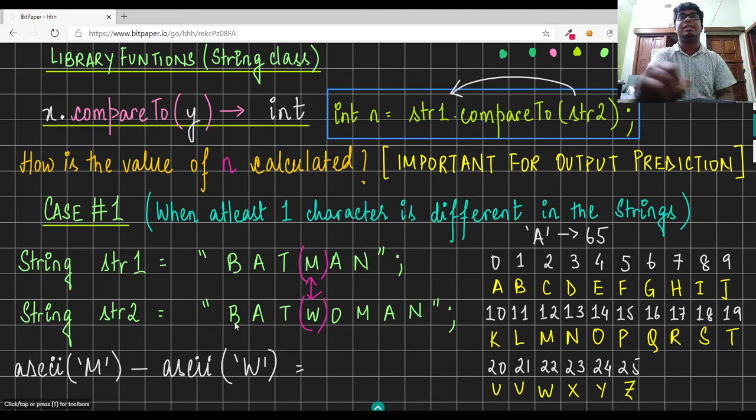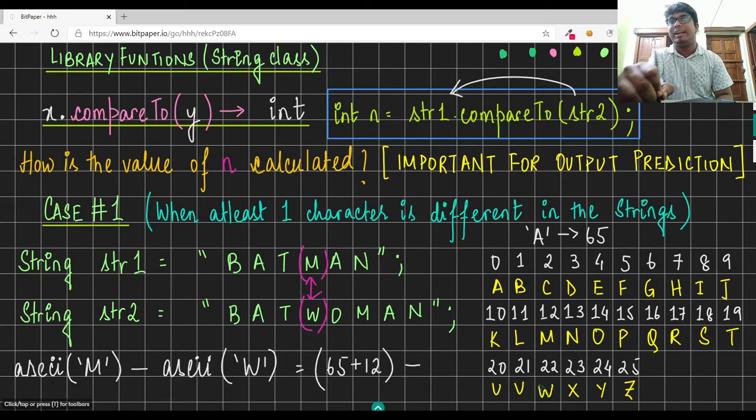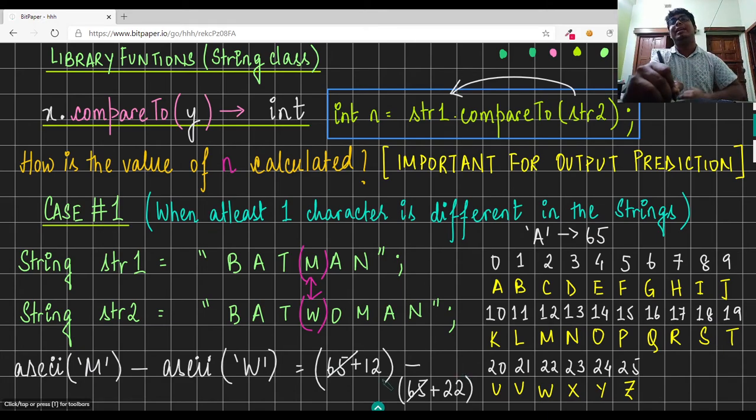So following this, I can get the ASCII of M as well. You see, M is at position 12, so the ASCII of M would be 65 plus 12, right? Minus the ASCII of W. Well, W is at position 22, therefore the ASCII of it is 65 plus 22. But if you see, in effect, we are only subtracting the position of these two characters, right? You see, 65 and 65 would eventually get cancelled, right? And the only thing that will be left is 12 minus 22.